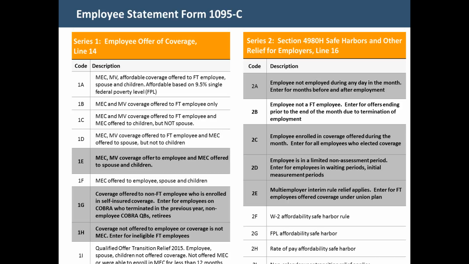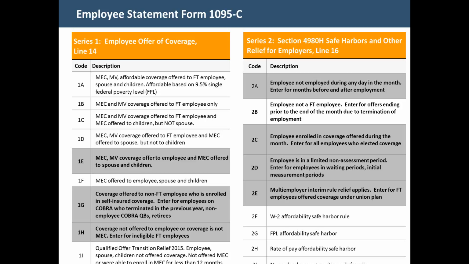Code 1G will be used for coverage that's offered to non-full-time employees. Joanne asked if you had to issue a Form 1095-C to terminated employees, and you do. And for those months that they are not an employee, you would code them under 1G. And then code 1H will be used for employees that are not offered coverage. You might have a group of ineligible full-time employees. You still need to issue them a Form 1095-C, but you would code them with 1H.